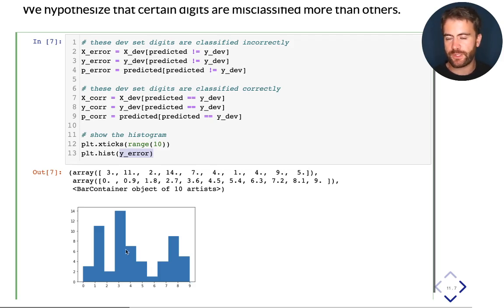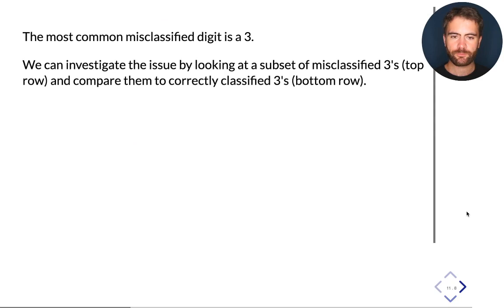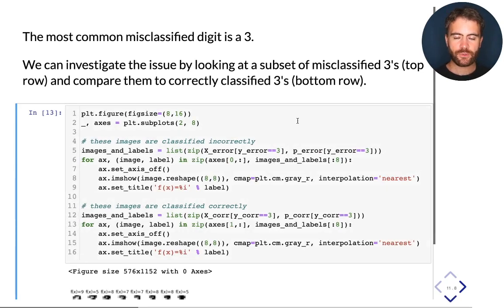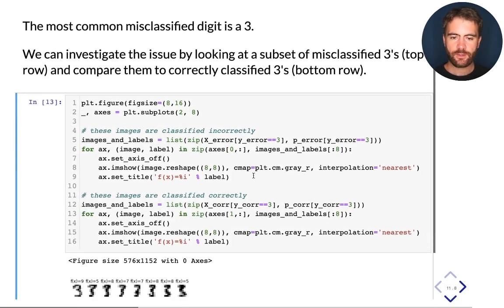In fact, you may consider these as effectively one form of error categories that I have generated automatically without even manually inspecting this data. So let's look at the most common type of error here, which is when we're misclassifying a 3. We can investigate this issue further by displaying a subset of the misclassified 3s and comparing them to 3s that are classified correctly. This code does precisely that.